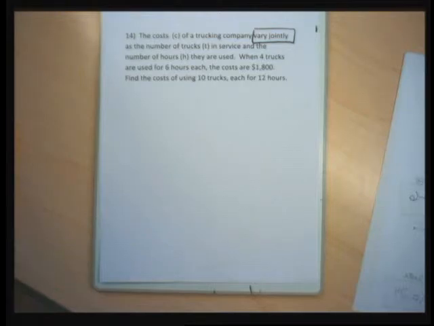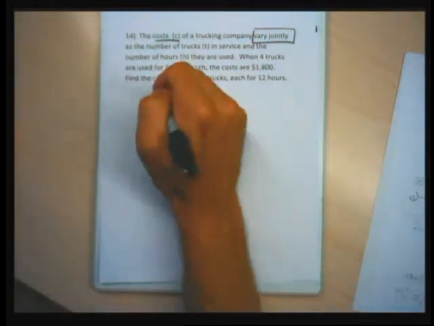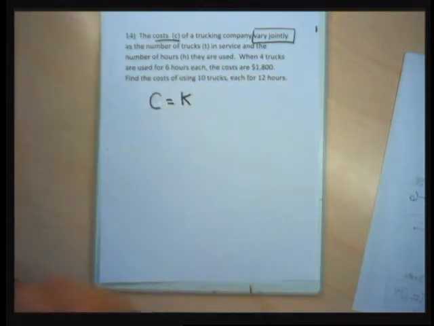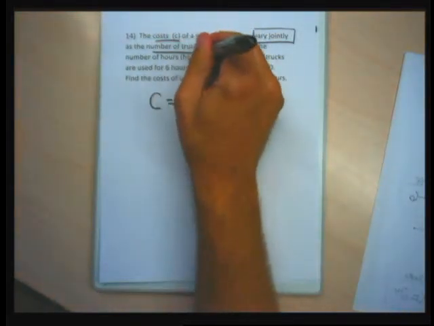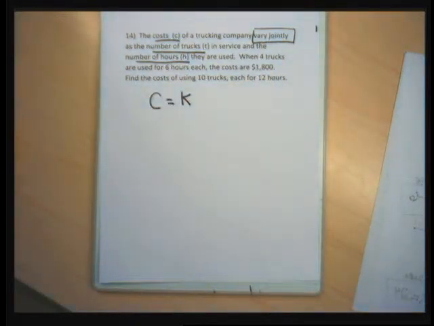As I read through this problem, the first letter I see is a C. It stands for the costs. It's going to go to the left of an equal sign. And then I'm going to have a k. Because it's jointly, I need 2 numbers or 2 letters after the k. One that stands for the number of trucks, one that stands for the number of hours. The letters I need after the k are T and H.